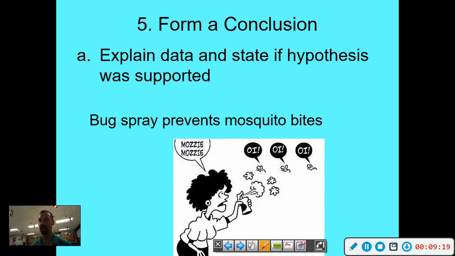Okay, so keep those mosquitoes away. I think that's in Australian. Mozzie, because that's what they call the mosquitoes.